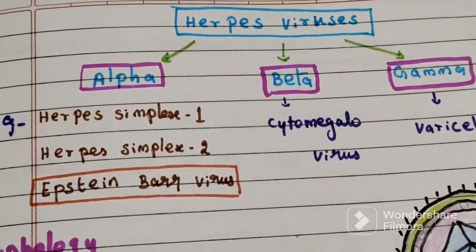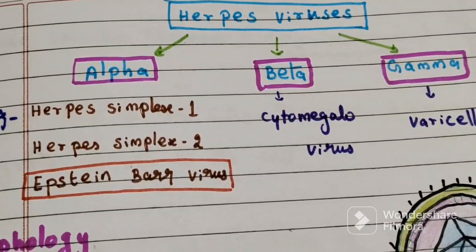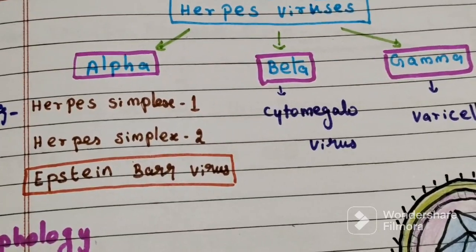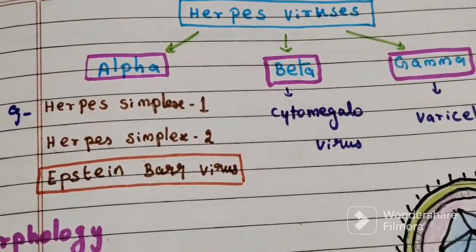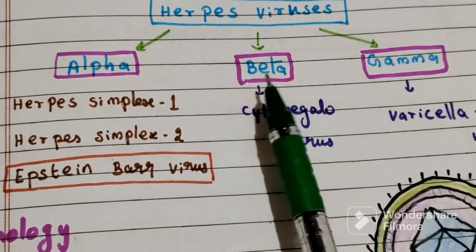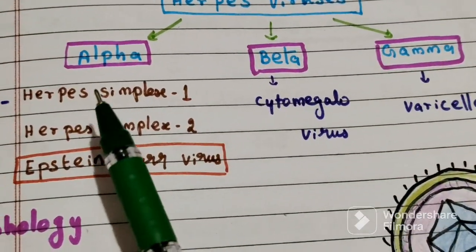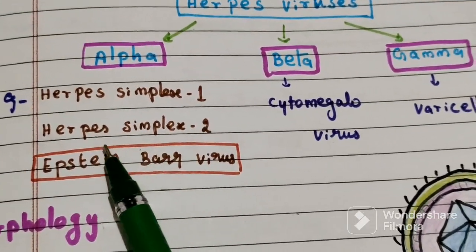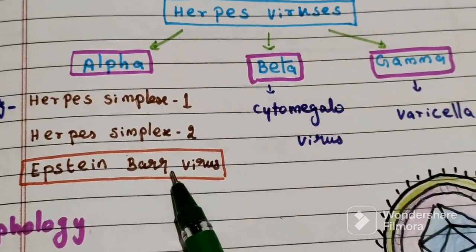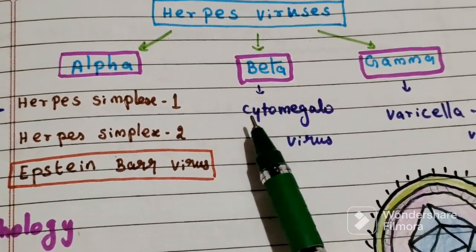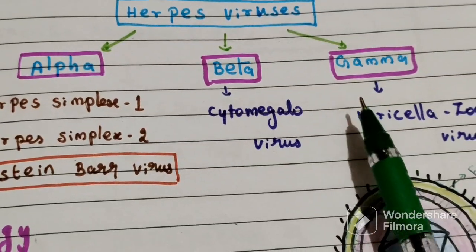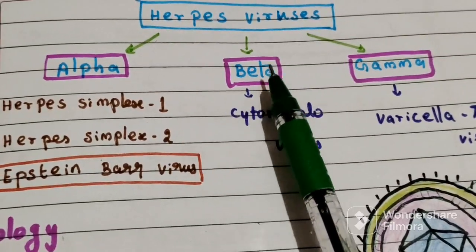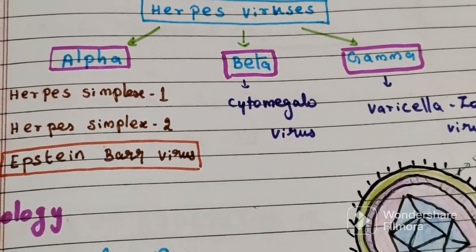In this video, we will discuss Cytomegalovirus. Herpesviridae has been divided into three subfamilies: alpha, beta, and gamma. Examples of the alpha subfamily: Herpes simplex virus 1, Herpes simplex virus 2, Epstein-Barr virus. Then beta virus, example Cytomegalovirus; gamma virus, varicella zoster. In this video, we will discuss the beta virus, Cytomegalovirus.